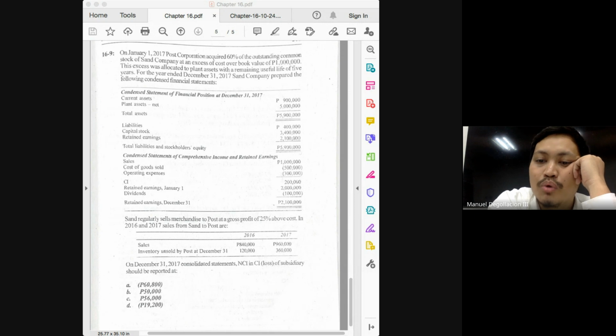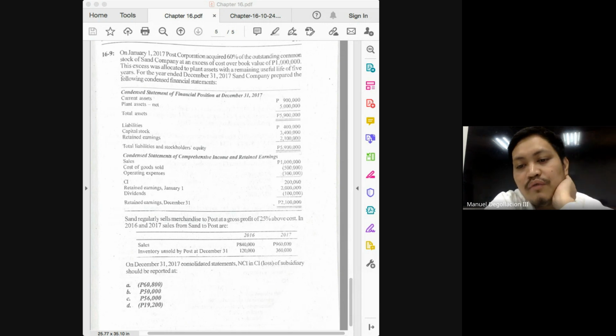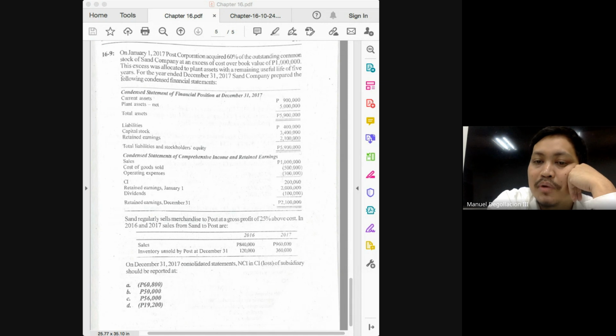So do we multiply 120 by 25%? I'm suddenly curious, class, if it will lead us to the answer if you commit that mistake. I will just go back to it. Let's just answer it correctly first. So 120, do we multiply it by 25%? No, what we do first is divide it by 125%. How much is 120 divided by 125%? 96. Is the 96 the markup, class?